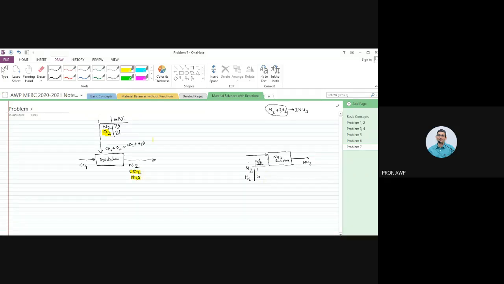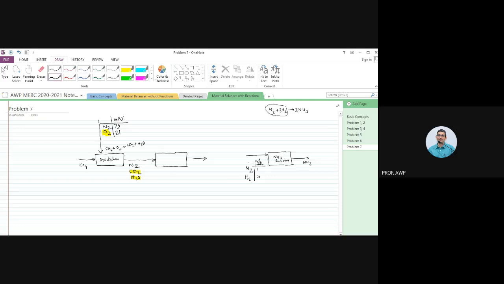Any other way you can think of getting rid of water? Desiccating agent. There is yet another way. Sir, we can add K2CO3. Water and CO2 both will react. Okay, we don't do that. There is a reason why we don't do that.